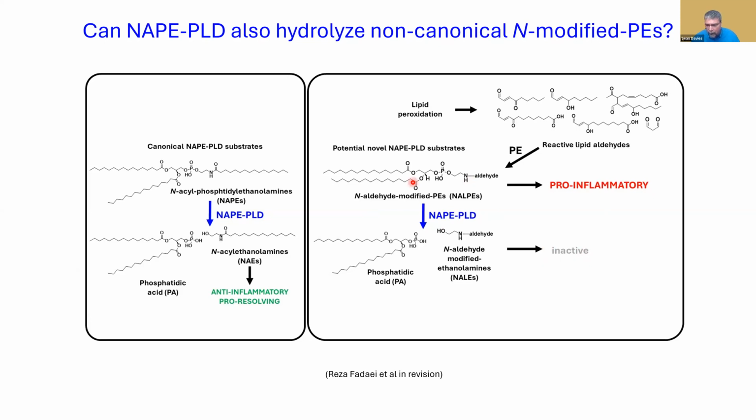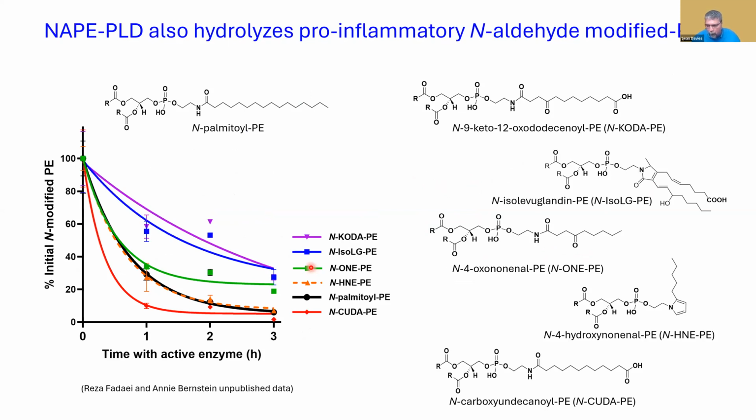So that led us to hypothesize that if NAPE-PLD could actually act on these N-aldehyde modified PEs, it would serve to inactivate these. And so that would be an additional way of blocking inflammation, in addition to their formation of these anti-inflammatory and pro-resolving NAEs. And I'll just go through this quickly, but a postdoc in my lab generated the various N-aldehyde PEs, and some of these, like the 4-hydroxynonenal form, are as good a substrate for NAPE-PLD as the N-palmitoyl PE. So they are actually very good substrates. And so, again, we think that part of the effect of losing NAPE-PLD might be because you're not able to clear these pro-inflammatory N-aldehyde modified PEs.